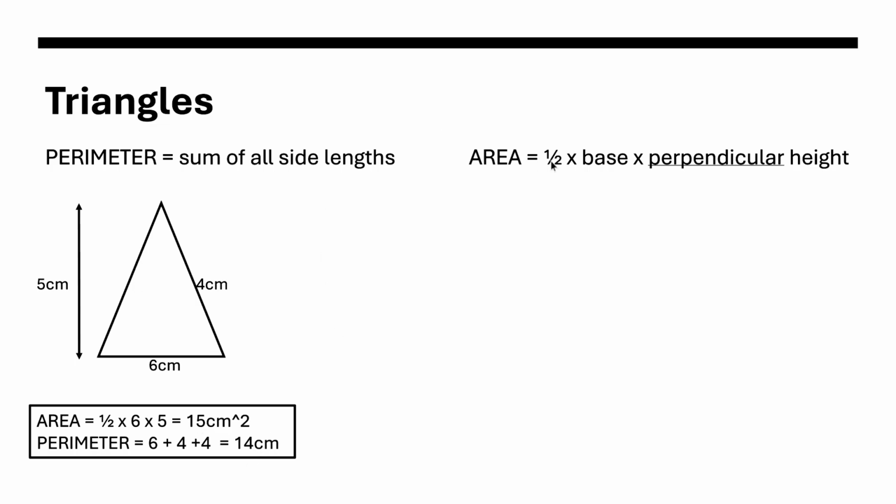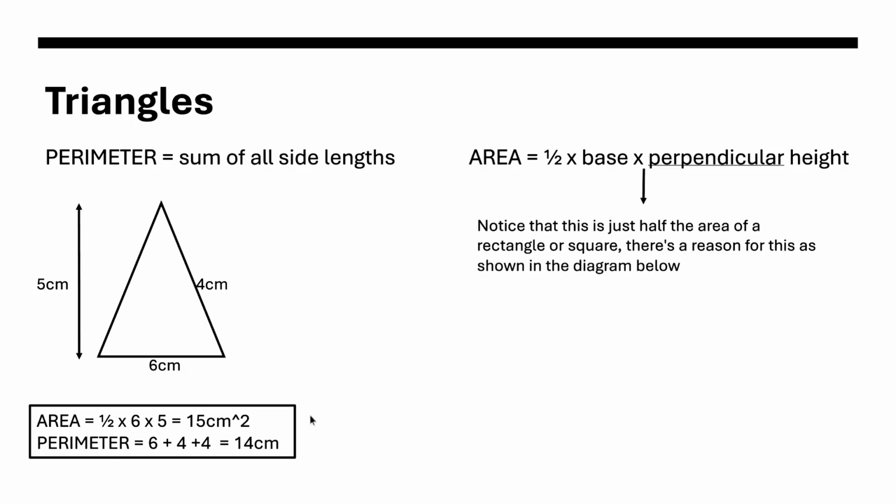The area works differently. It's a half times the base times perpendicular height. Now perpendicular height is the distance from the base of the triangle to the top. In this case 5, not 4. So the area is 1/2 times the base, 6, times perpendicular height, 5, which gives us an area of 15 centimeters squared. This is half the area of a rectangle or square.